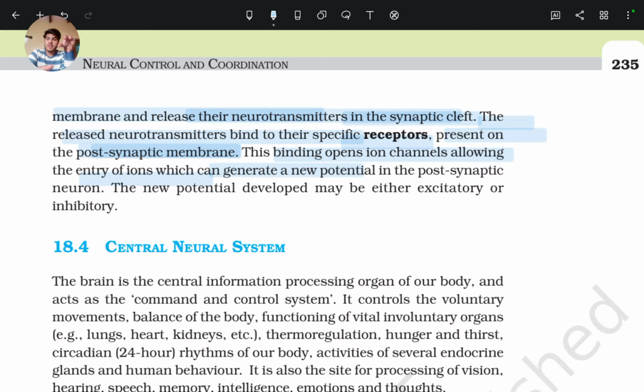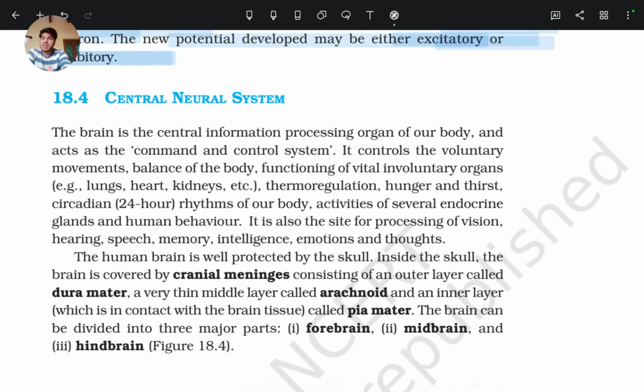After the neurotransmitter attaches to these receptors, a new action potential is generated in the postsynaptic membrane of the neuron. This binding opens ion channels allowing the entry of ions, which can generate a new potential in the postsynaptic neuron. The new potential developed may be either excitatory or inhibitory.